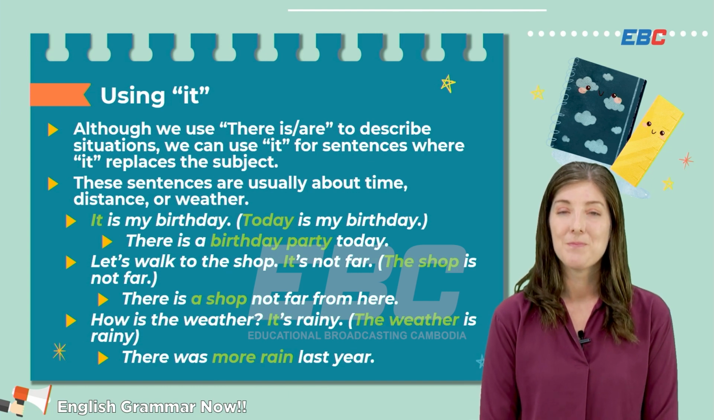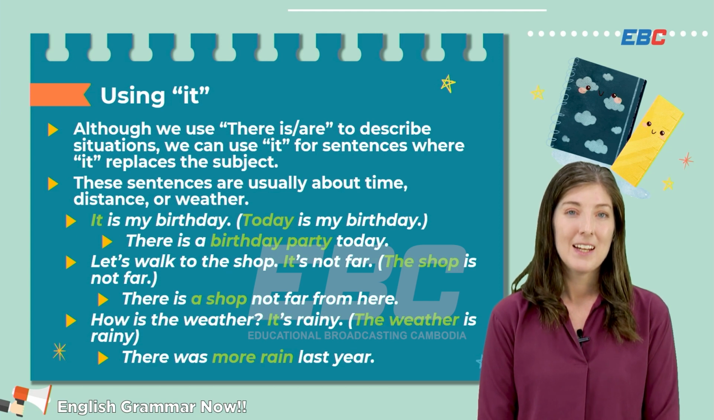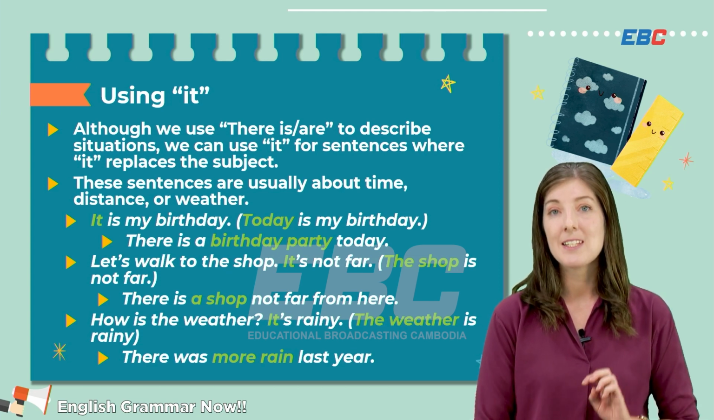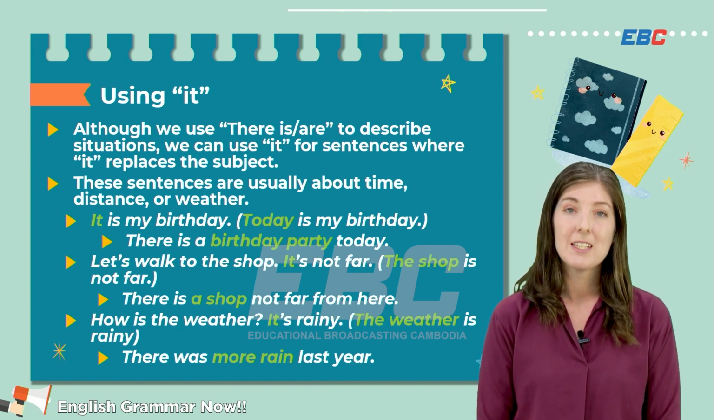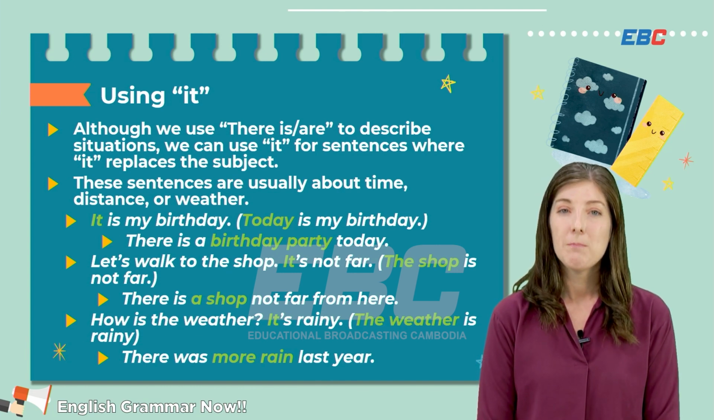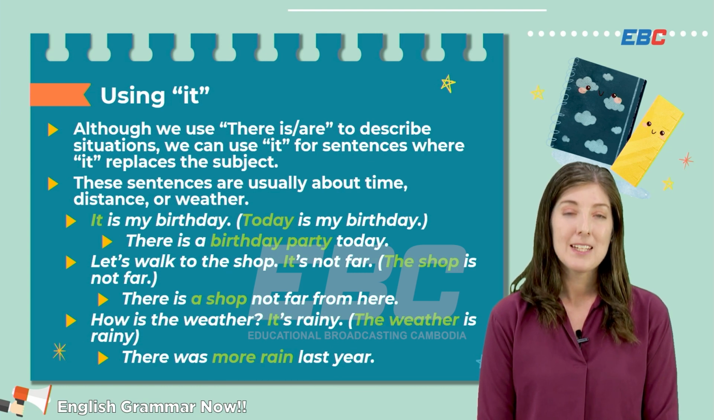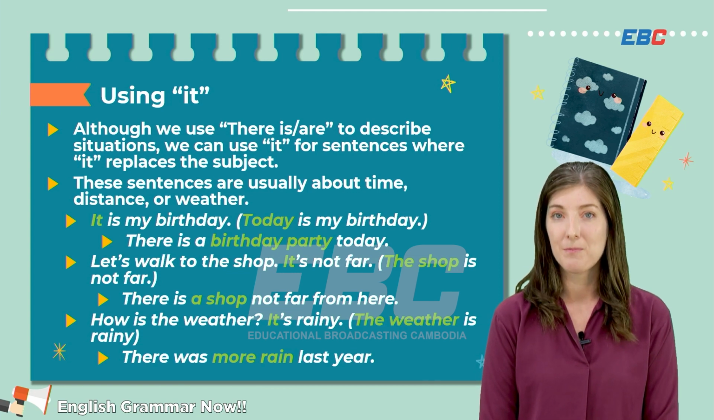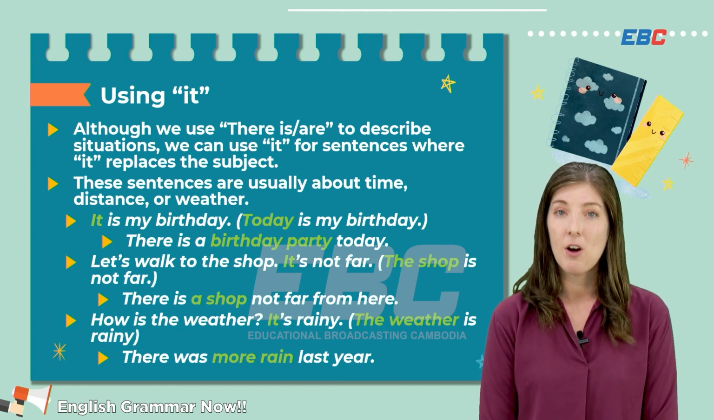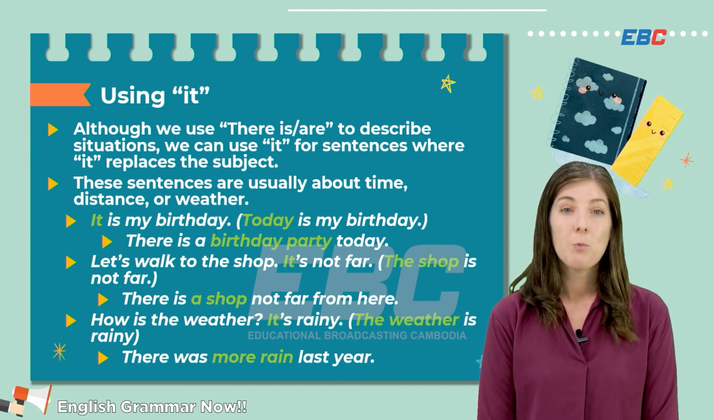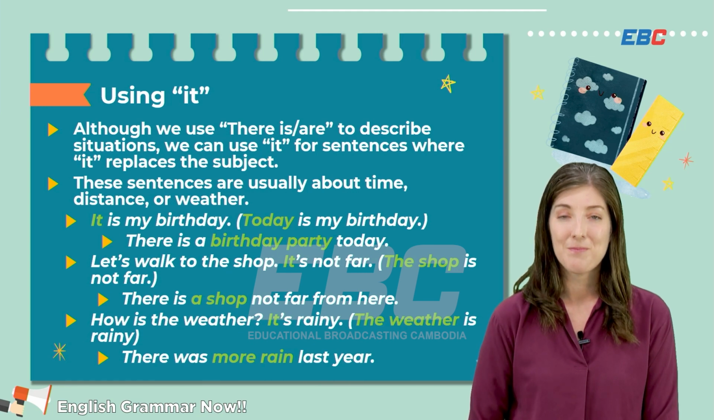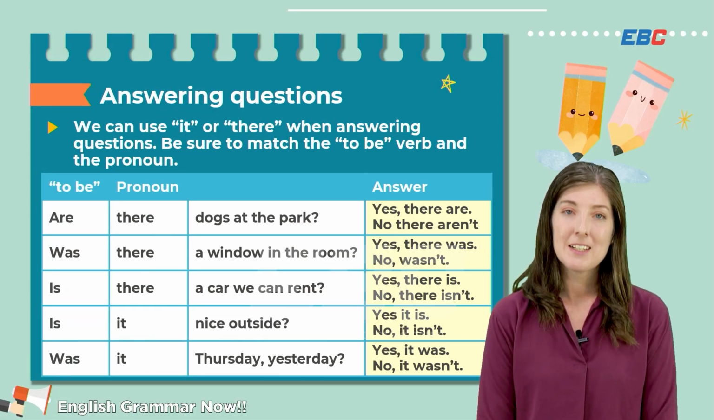One more example. How is the weather? It's rainy. In this case, it has replaced the weather. The weather is rainy. We most often use it to replace things about time or distance or weather. If we wanted to compare this with there is and there are, we could say, there was more rain last year. We can use it or there when answering questions.